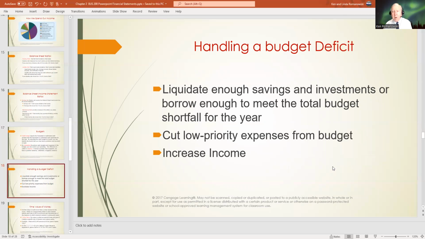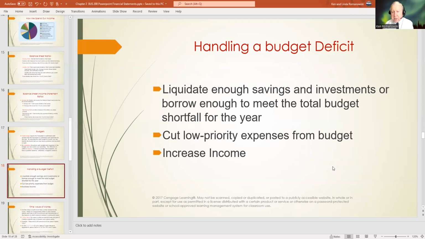Okay, so what happens when you have a budget deficit? So if you are spending more than your income, what that means is you're going to have to liquidate enough savings or investments or borrow enough to meet the total budget shortfall for that year or even for that month. So this, again, if you're going to continue with this budget deficit over a period of time, not good for you financially. It's actually very bad.